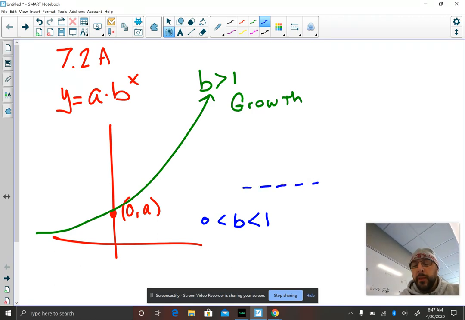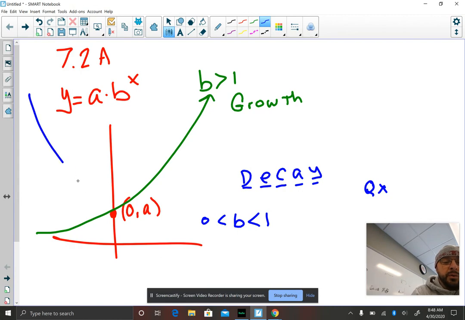Let's play guess the word. D. Very good. Who said that? Q. Bad. X. You guys are terrible at this. E, C, A, Y. Nice. Who was that? Who said that? It's decay. That will look like such.